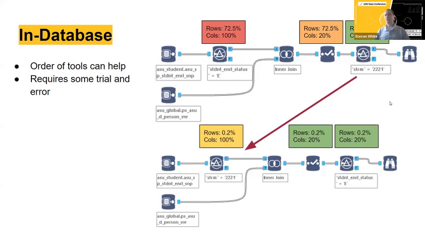Obviously, there's some trial and error involved with this, rearranging tools in a different order and seeing whether or not that makes a difference. But as a general rule, if you're able to put your best filters early on, or your best joins early on that get rid of the most amount of rows, that's going to set you up for the most efficient query.